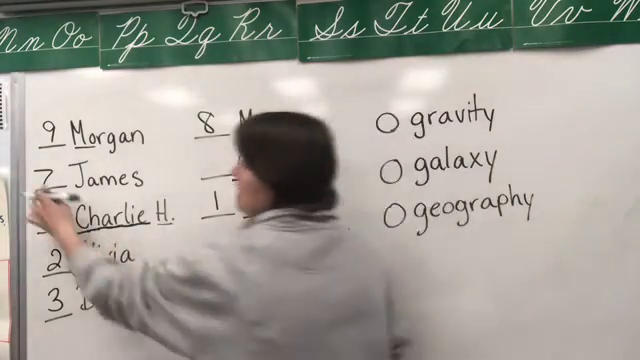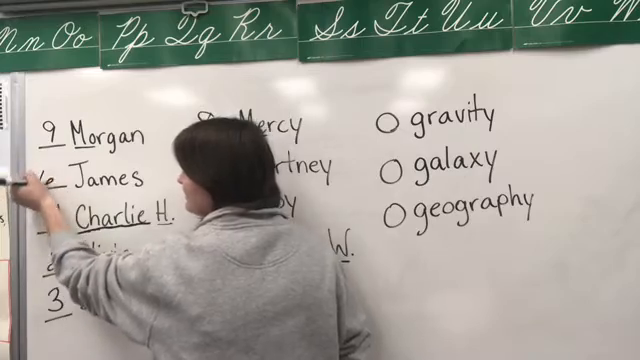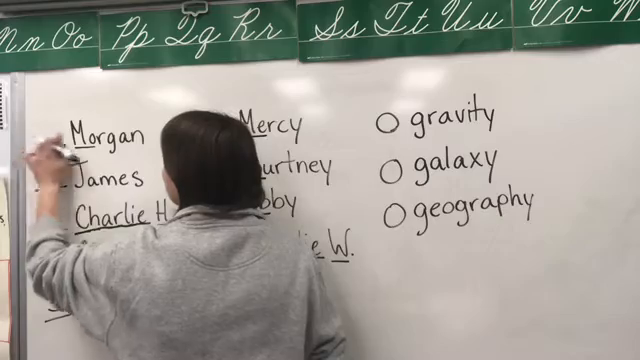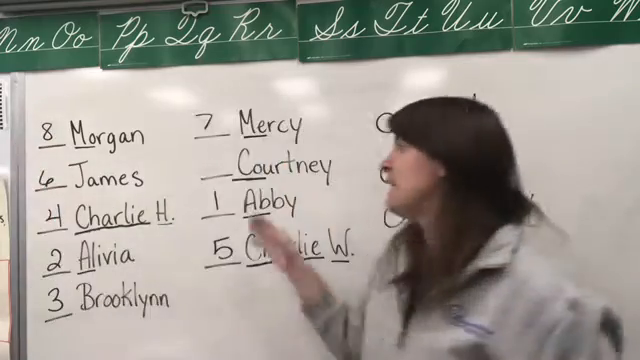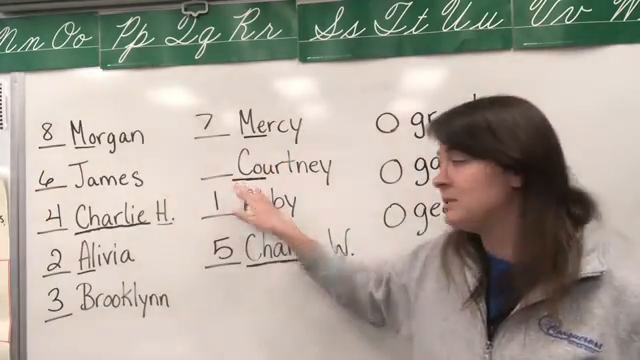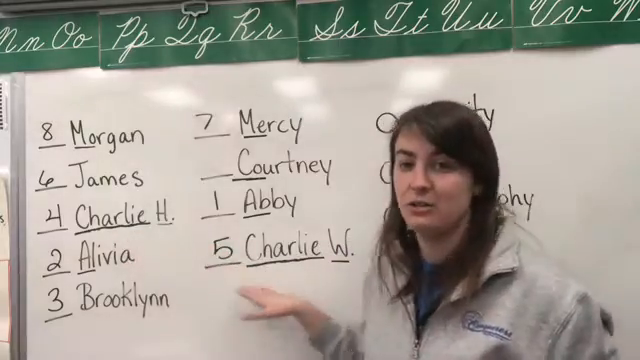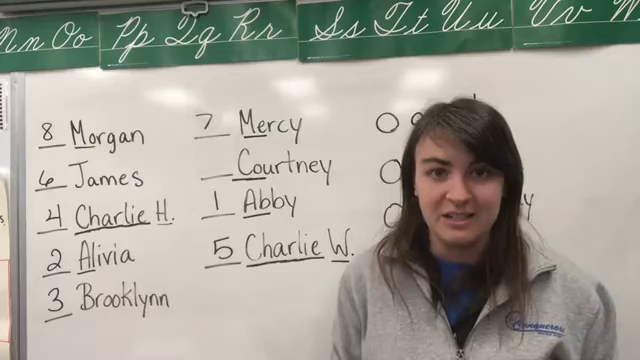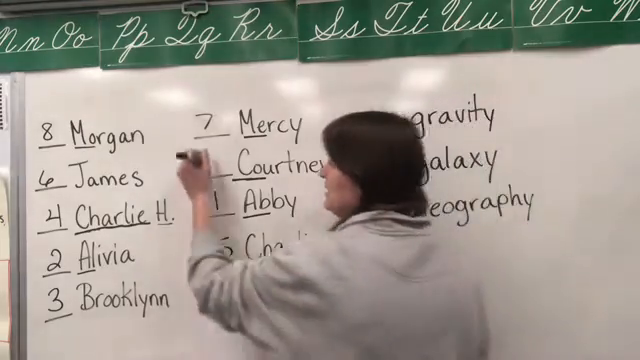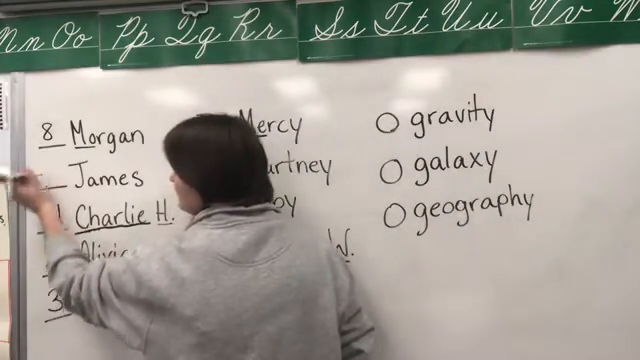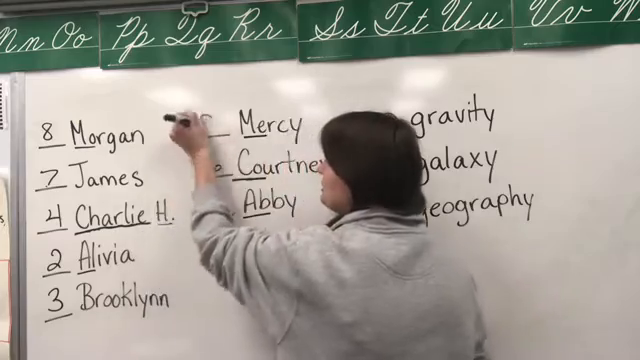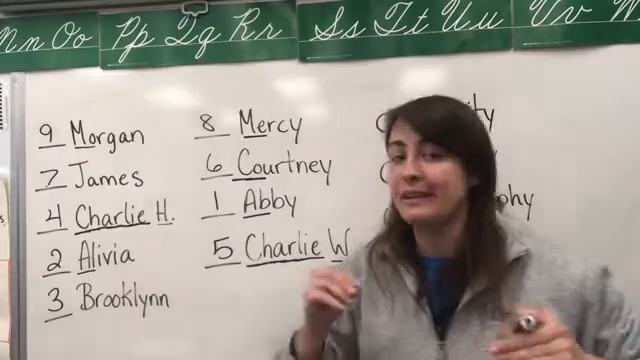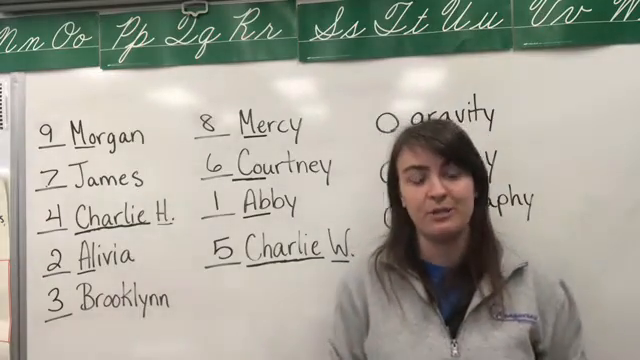Then I would have given James number 6, Mercy number 7, Morgan number 8, and then I realized, oh, I forgot to give Courtney her number because I was so focused on figuring out the 2 Charlies and who was going to go first. Then now I have to erase and fix it. So make sure that as you're working on alphabetizing today, you're not accidentally missing any words. Go very carefully, go slowly to make sure you don't miss anything.